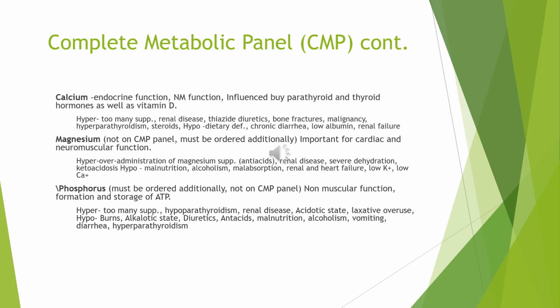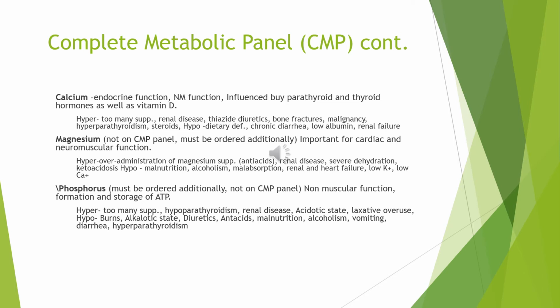Dietary deficiencies maybe, chronic diarrhea, if you've got a patient that has low albumin, and then in renal failure. Magnesium is not usually on a CMP. It's usually got to be ordered separately, I know for sure, in the clinic labs that I've used. So it's important for cardiac and neuromuscular function.